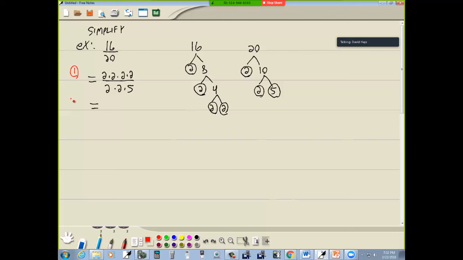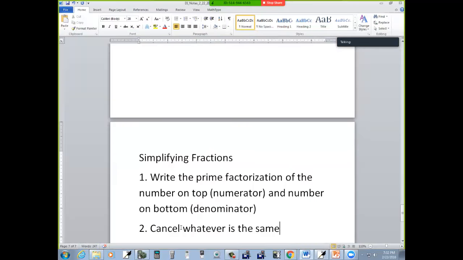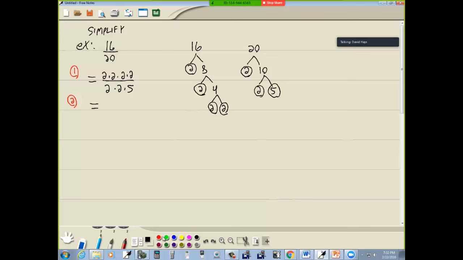Now step 2. Cancel whatever's the same. The only guideline is one's on top, one's on the bottom. So I'll cancel this 2 with this 2. I'll cancel this 2 with this 2. Now you might look at these 2's and think, well, they're the same, but they're both on top. So we're left with 2 times 2, which is 4, and then a 5 down below. So our answer would be 4/5.